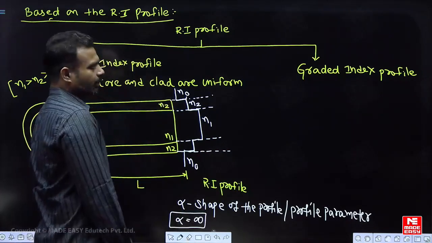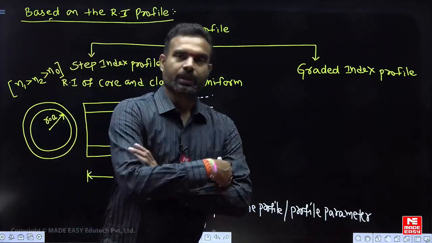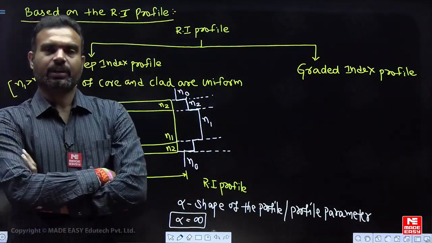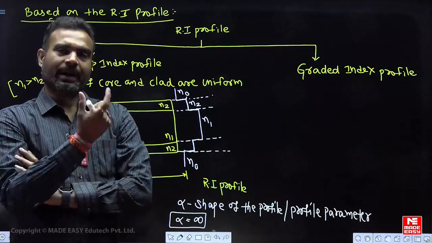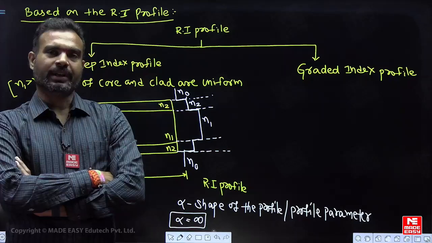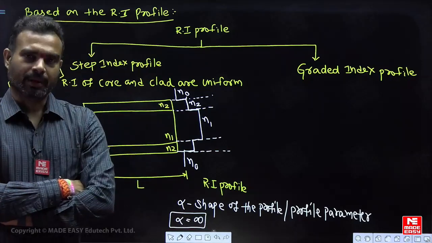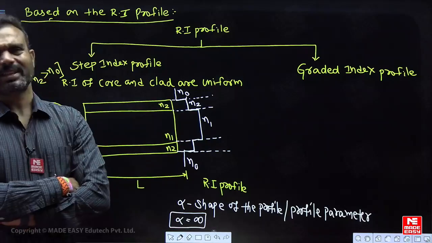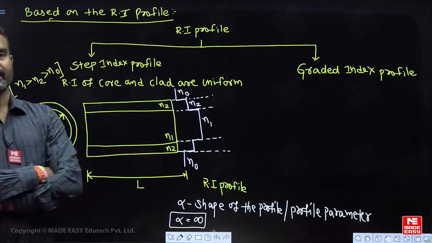How to get this profile parameter, I will explain to you. Take the profile shape and after that you differentiate it. You get some constant or magnitude. The magnitude of that differentiated value of the profile is called the profile number or profile parameter or shape of the profile. All are the same, different names are given.